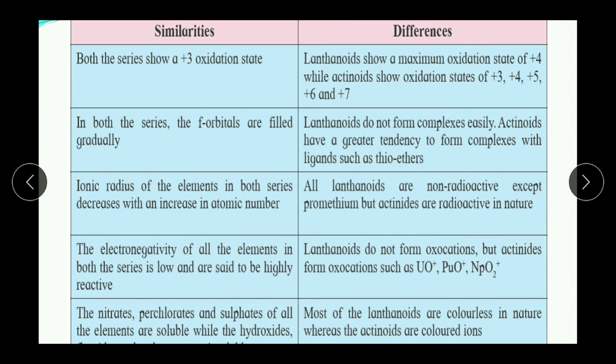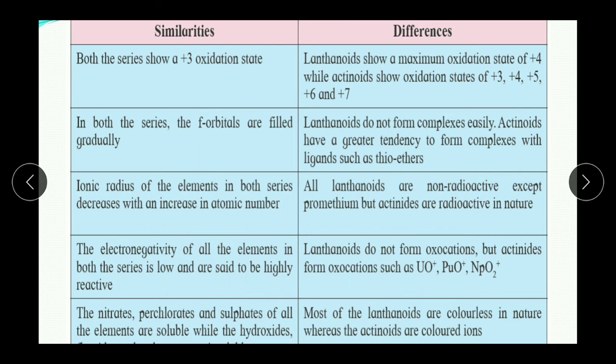In both the cases, ionic radius of the elements decreases with increase in atomic number. In both the series, the electronegativity of all the elements is low and they are said to be highly reactive. Why is this so? Because in the periodic table, their location is nearer to S block elements than that of transition elements. They behave chemically similar to S block elements.